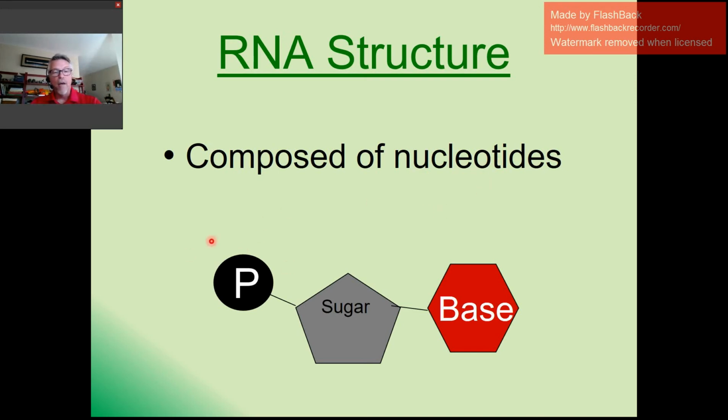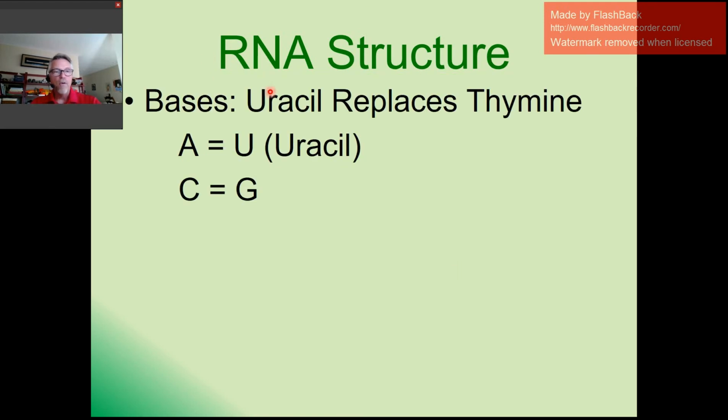So let's investigate. First of all, there's still a phosphate group, just like there was before. There is a sugar molecule. There's a little bit of difference there. And there is a nitrogen-containing base, just like there was before with DNA. Let's talk a little bit about what these differences are. So, first of all, with DNA, we had four bases, A, C, T, and G. With RNA, we have four bases, but uracil replaces thymine, so there is no T in an RNA molecule. There is a U instead.